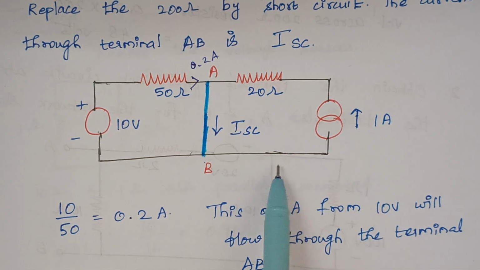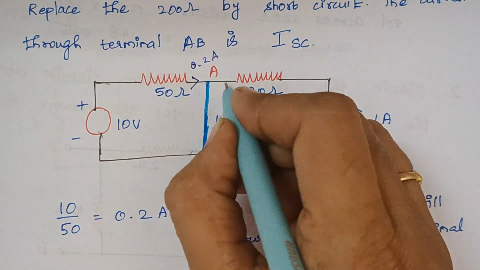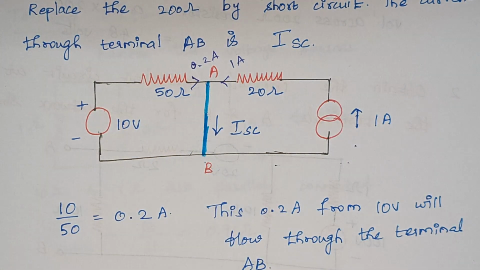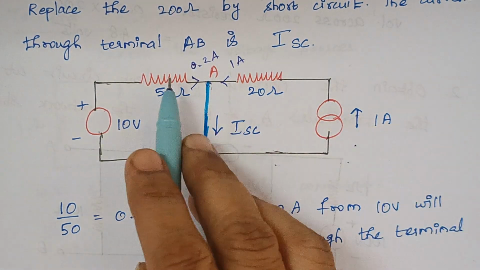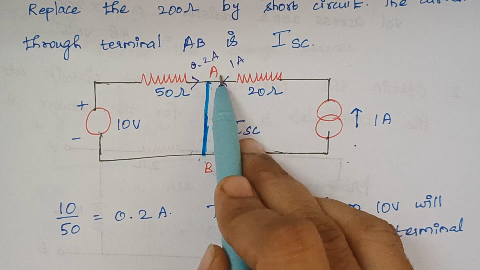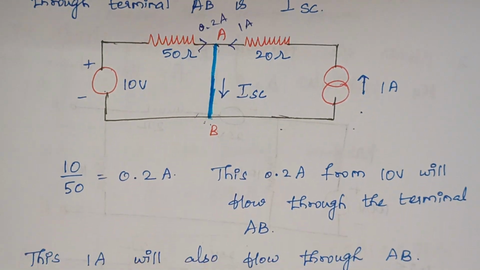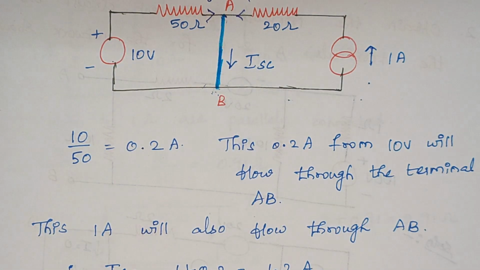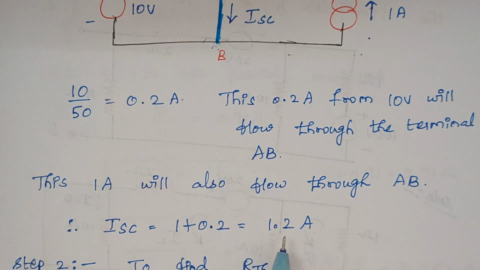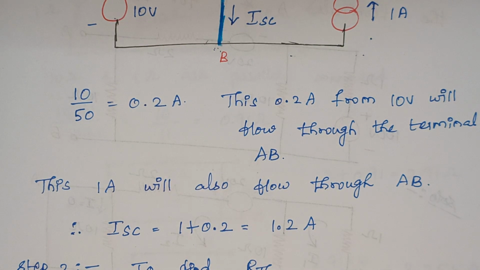And when you look at this part, we have a direct current source, so this 1 amp current flows here, right? Since we have a short circuited path, this 0.2 amps as well as this 1 amp flows through this path. Therefore the current that flows through this terminal is nothing but 1 plus 0.2, that is 1.2 amps. This is our short circuit current. Now one part of the problem is over.